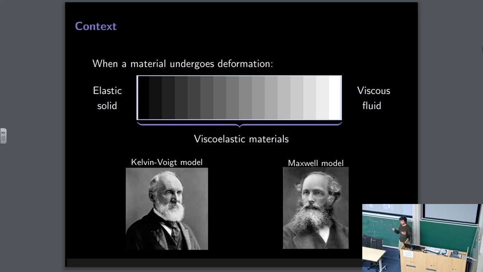However, what we find in our world is this gray area where these two different behaviors couple, and this is the realm of viscoelasticity, a topic that has been studied for quite a while. The Kelvin-Voigt model and the Maxwell model were two of the first empirical models, and it has been mainly through phenomenological models that this topic has been studied.